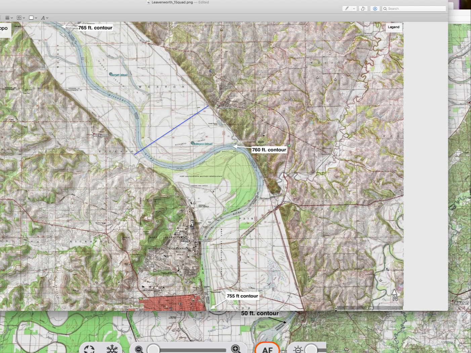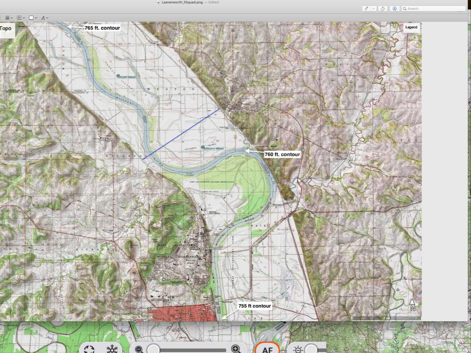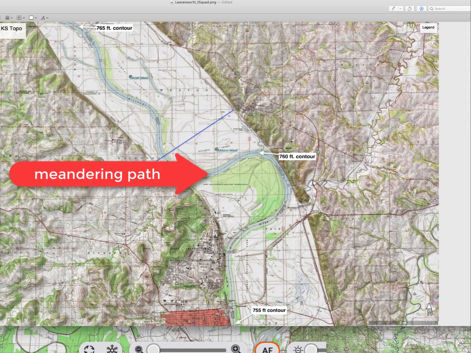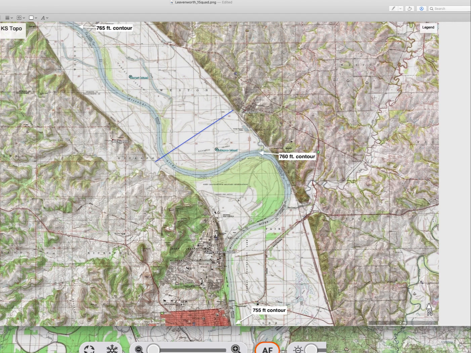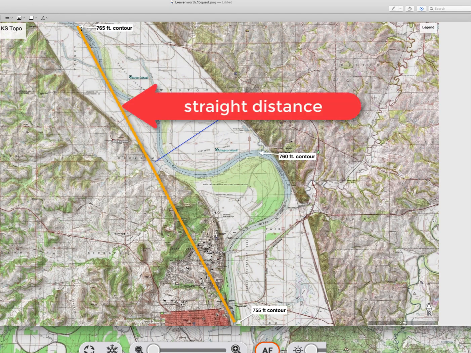So you would stretch out your string and you figure out how many inches it covers, or how many of these bars it covers, and then you can figure out the true distance that it traveled, right? So that would be the meandering path. And then, so that'd be between these points, 765 and 755. And then you would just take a ruler and measure the straight distance between them. And then you compare that sinuosity there.